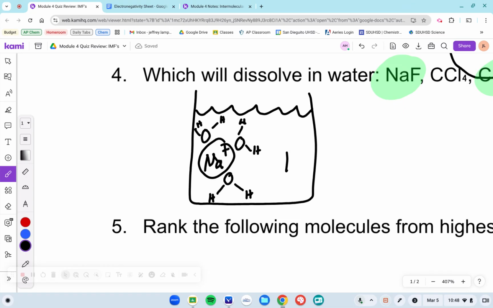So the negative side of the water will face towards the sodium ion. Now around the negative ion, I'm going to get the positive side of water. Now remember, you can also just draw a water molecule as like a little Mickey Mouse head because we have the one single oxygen and the 2 hydrogens. So that's what we can show here.